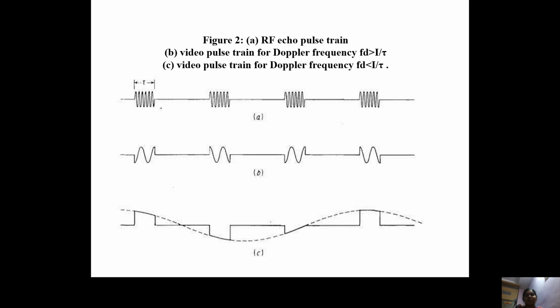So the information can be decoded easily when the Doppler frequency is greater than the reciprocal of the pulse interval. But when the Doppler frequency is much less than the reciprocal of the pulse interval, it is not so easy to determine the range. So many pulses are needed to determine the range of the moving target.